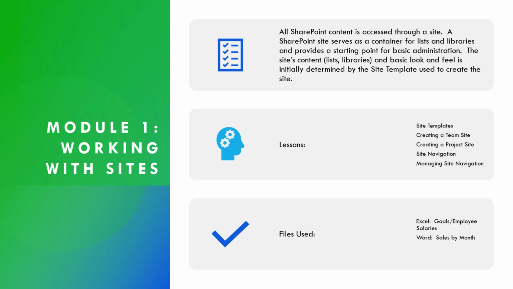In the video description, you have the files that we're going to be using in this module. There are 2 Excel files, goals and employee salaries, and there's a Word document called Sales by Month. We'll be using the 3 of those in this particular module. If you want to go ahead and grab those files from the video description and put them in a folder on your desktop, that would be great.